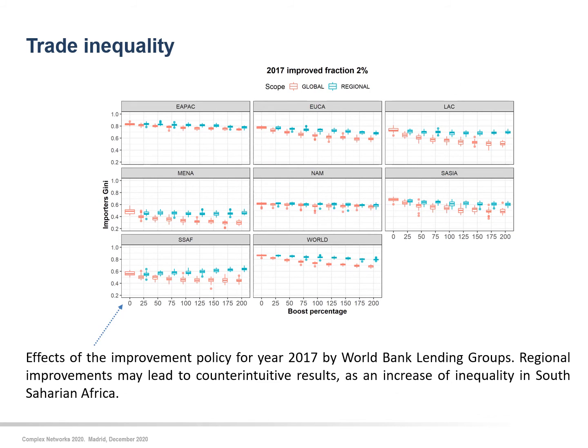Effects of the improvement policy for year 2017 by World Bank lending groups. Regional improvements may lead to counterintuitive results. For instance, an increase of inequality in sub-Saharan Africa. This is an effect of the Matthew effect restricted to a regional area. The strongest nodes in sub-Saharan Africa benefit most from the improvement policies, and they attract more trade.